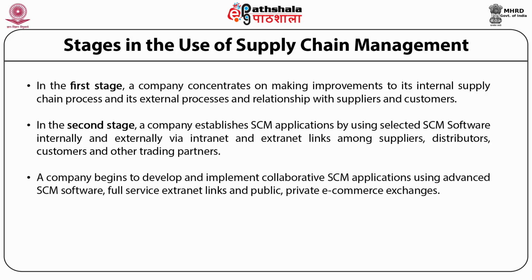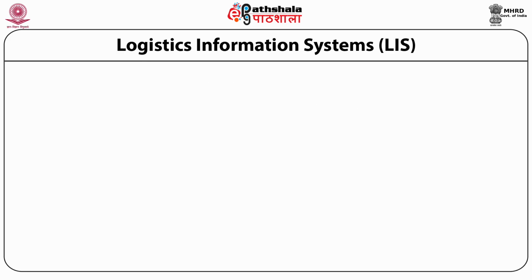In the third stage, a company begins to develop and implement collaborative supply chain management applications using advanced supply chain management software, full service extranet links, and public and private e-commerce exchanges. They strive to optimize the development and management of their supply chain in order to meet strategic customer value and business value goals. Let us try to highlight the logistic information system, what it means.